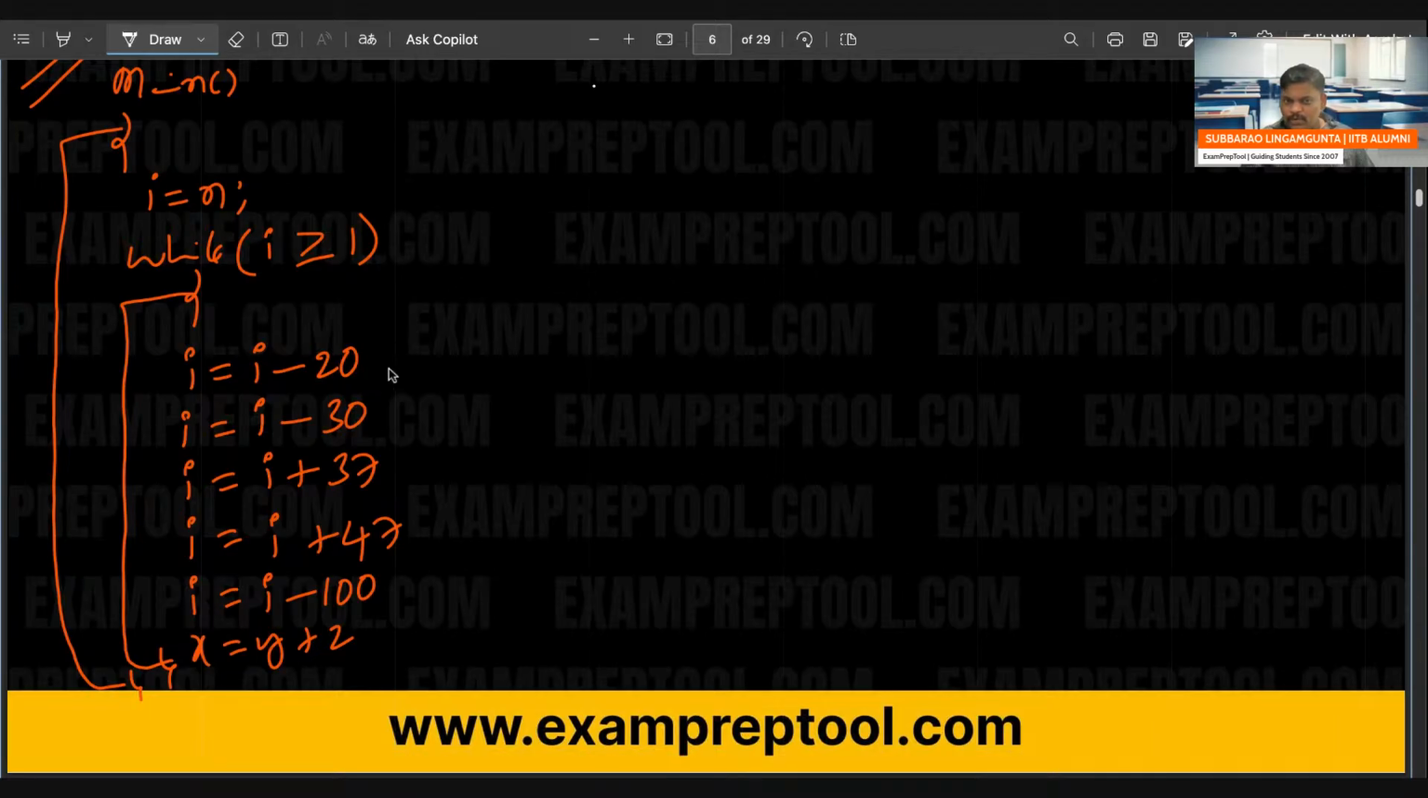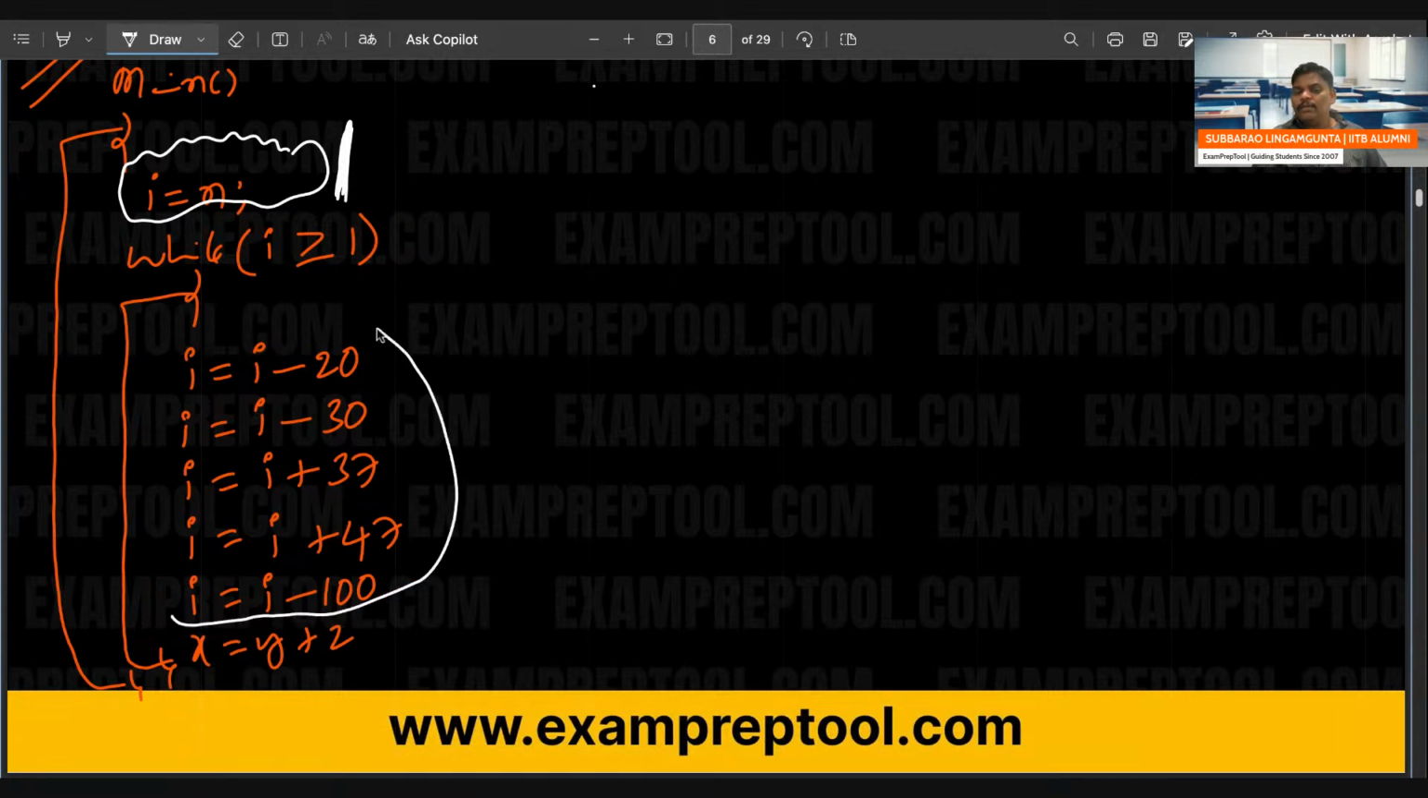Can you observe here? I is equal to I minus 20, I minus 30. So remember, you already started with big number. Inside it should decrease. But if at all inside overall incrementing, this program will go to infinite loop. At that time it is not an algorithm. Overall this program should decrease only, because you already started with the big number.